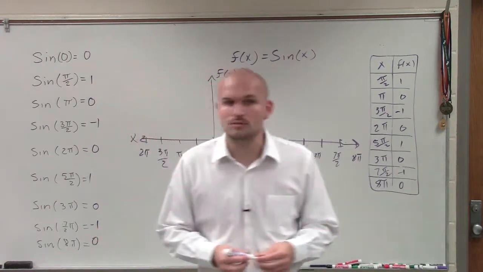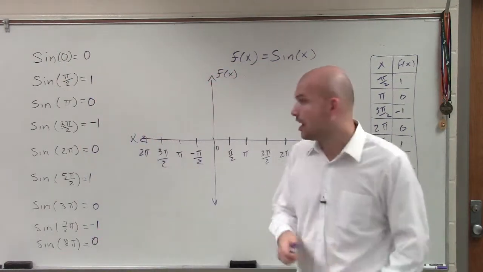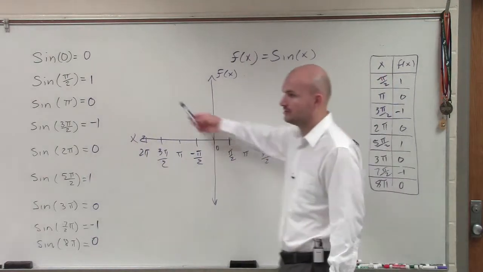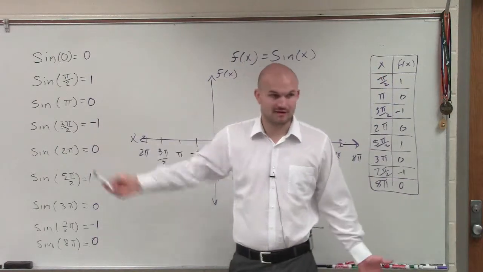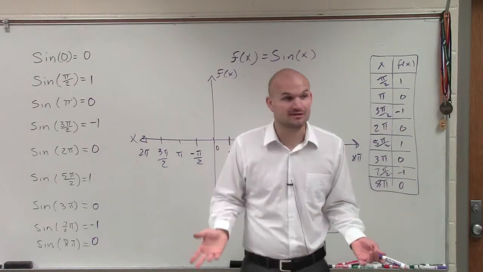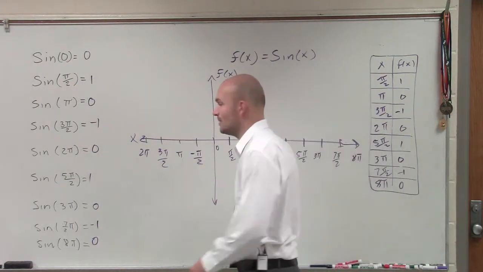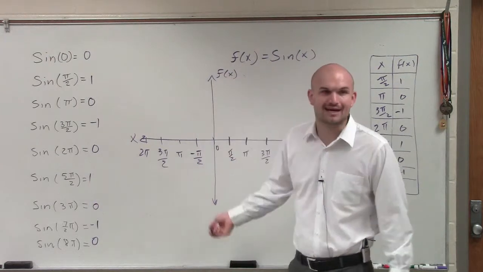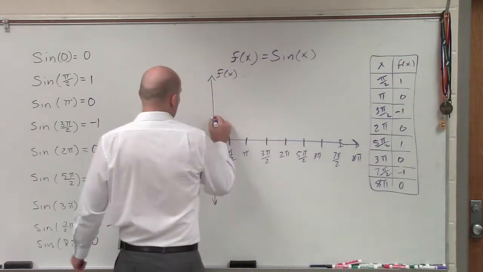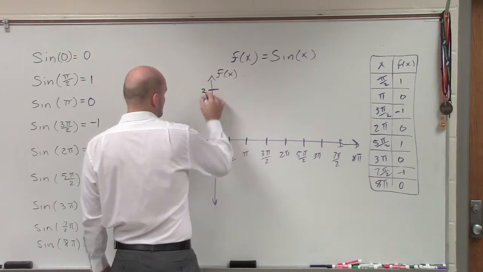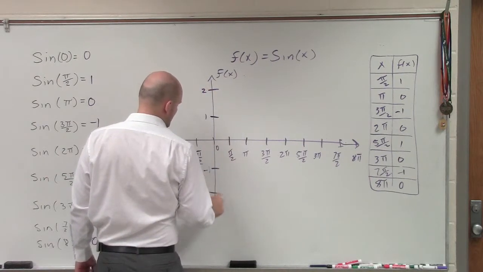Now, the output, though, is not in those same kind of terms, right? Our output, what were our numbers in output? 1, 0, and negative 1, right? It didn't go anywhere higher than 1 or negative 1. And we'll talk more about that in a second. So when I'm setting my scale for the output, I'll just go to 1 and 2, because we'll talk about that.